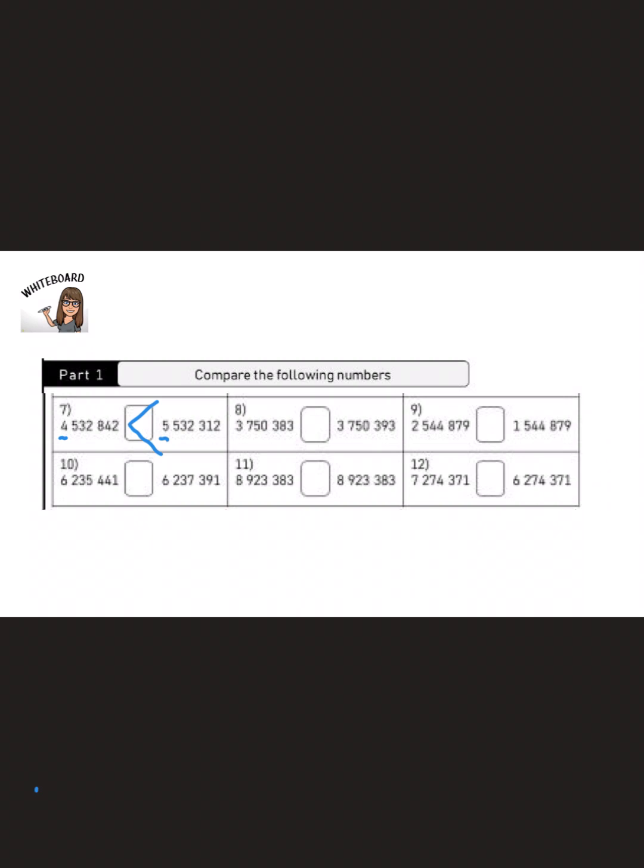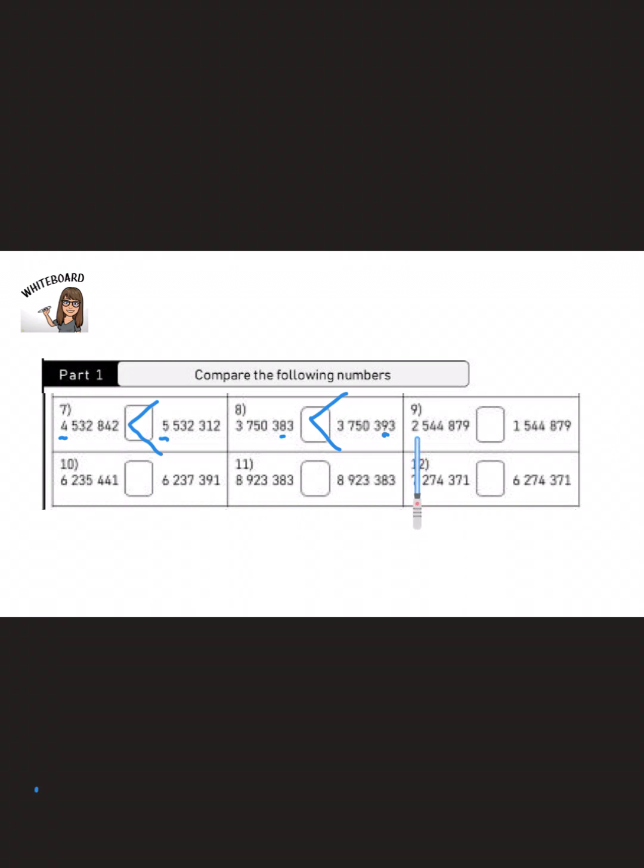So first off with number 8, we're going to look at our first place value positions again. We've got 3 and 3, same. 7 and 7, same. 5 and 5, same. 0 and 0, same. 3 and 3, same. Oh, finally a different number, 8 and 9. So which of those is larger? The 9. Oh my gosh, they've all been larger on the right-hand side. That's crazy. So 3,750,383 is less than 3,750,393.